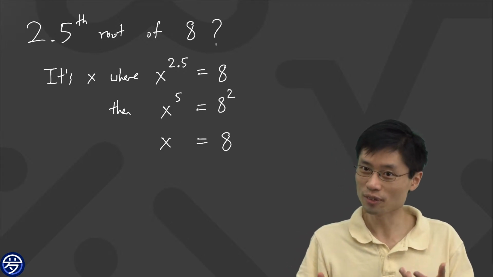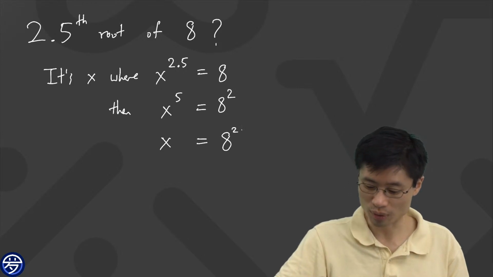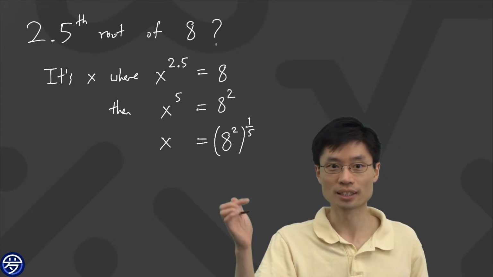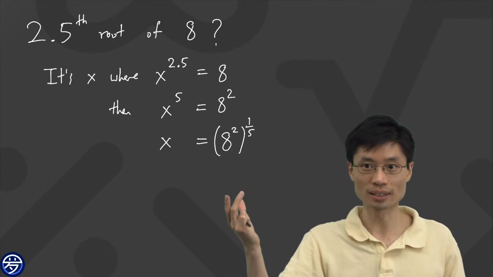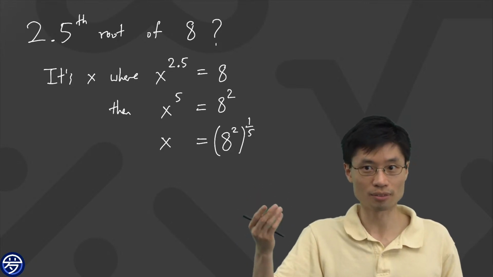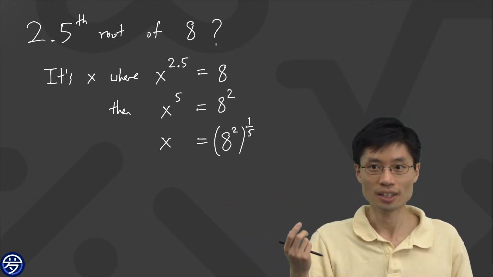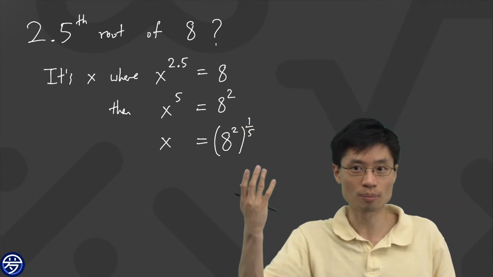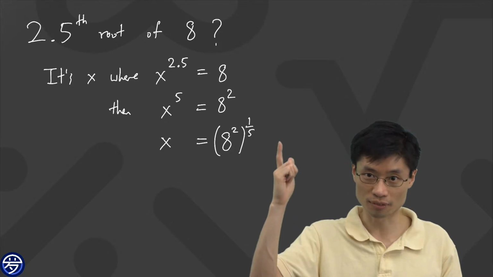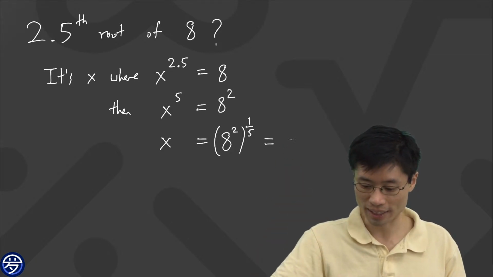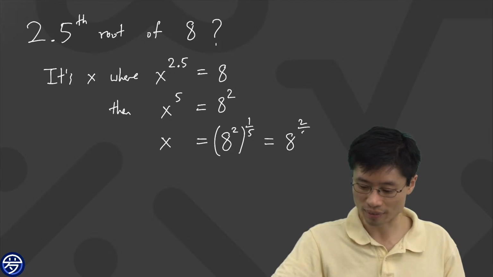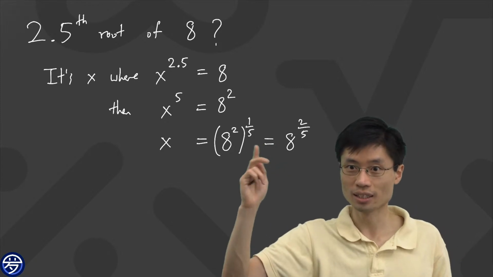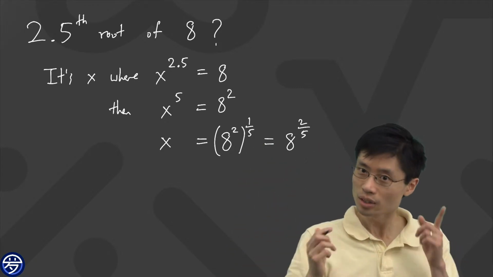Well, the fifth root of 8 squared is actually the 1/5 power of 8 squared. That's because if I take the 1/5 power of something and multiply it by itself a total of 5 times, I get the first power. So this is the fifth root of 8, and now I find out this is 8 to the power 2/5. So if you want the 2.5th root of 8, the answer is 8 to the power 2/5. So that's what it is.